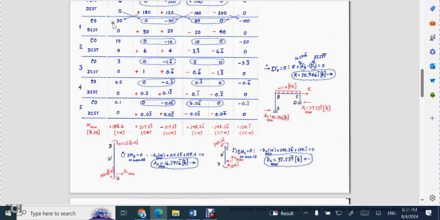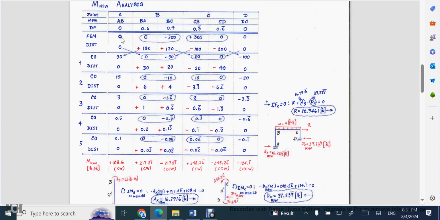So if I went in over here and I added 0 with 0 and 90, 0, 15, 0, 3, 0, a half, 0, a tenth, and a 0, that adds up to a positive 108.6. And as I mentioned earlier, clockwise is my sign convention for positive member moments, and so I have a clockwise 108.6 kip feet acting at joint A. Okay, and so on and so forth.